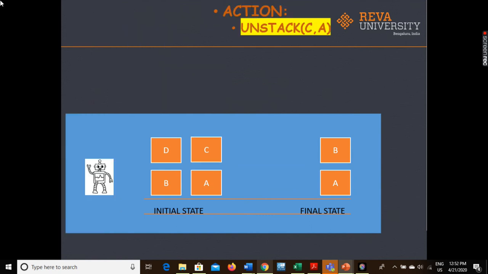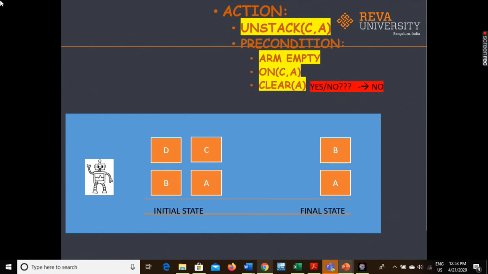How do we do that? Over here, first unstack C, which is present over A, and the precondition to perform this action is to check if the robot's arm is empty, and if C is on A, clear, and then check the condition clear A. Now is A clear? No. And is C on A? Yes, C is on A. So the robotic arm can pick C, which is present on A.